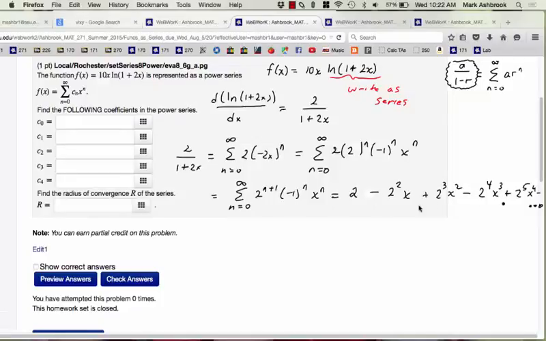Okay, are we good? Do we agree with those terms? All right, so this is what our 2 over 1 plus 2x is. And now what are we going to do? No, we want to multiply 10x times natural log. This is the derivative of natural log. Oh, this is still the derivative. This is 1 plus 2x. We don't want to multiply 10x times this. We want to multiply 10x times this. Do you see? So we do antiderivative now.